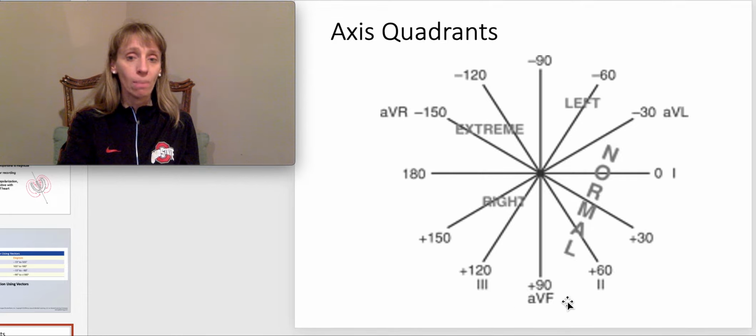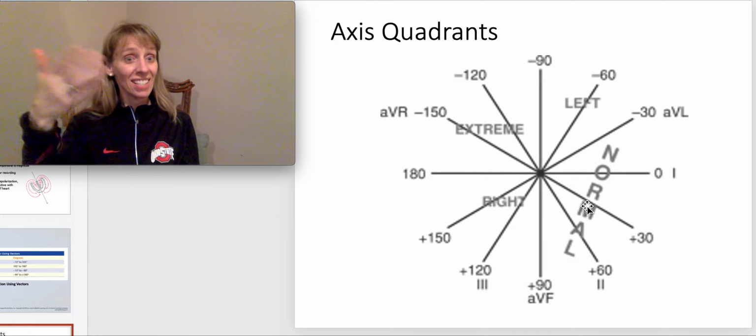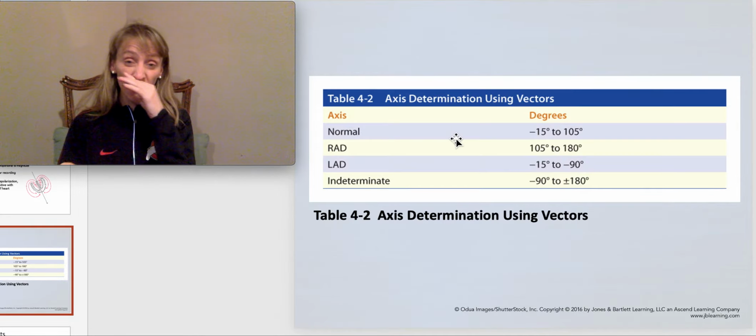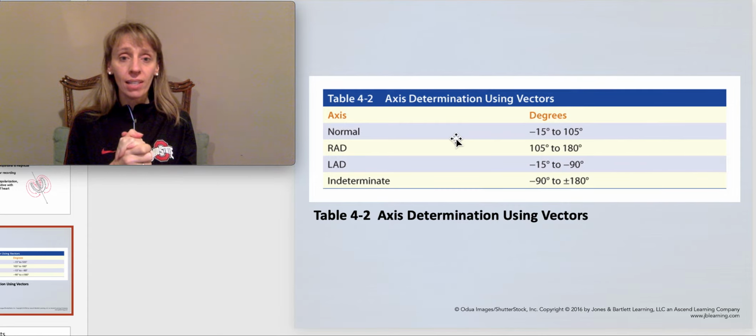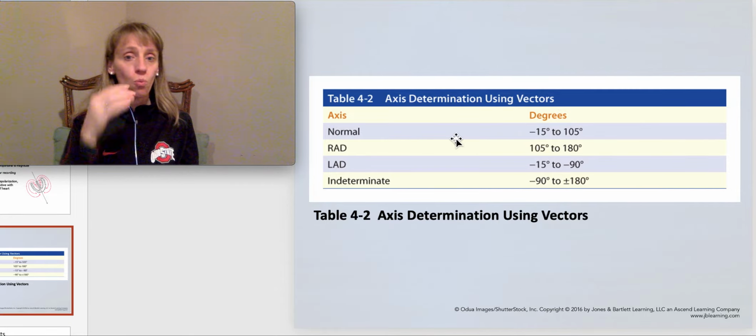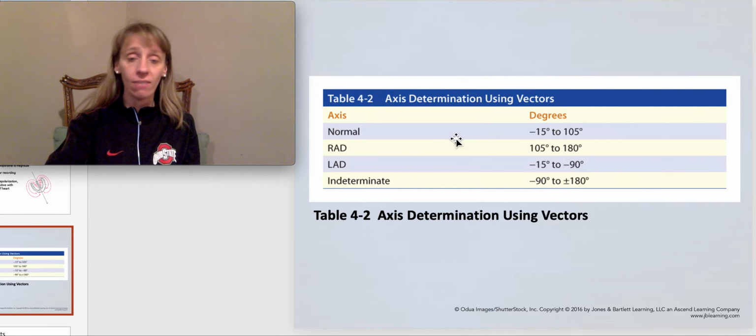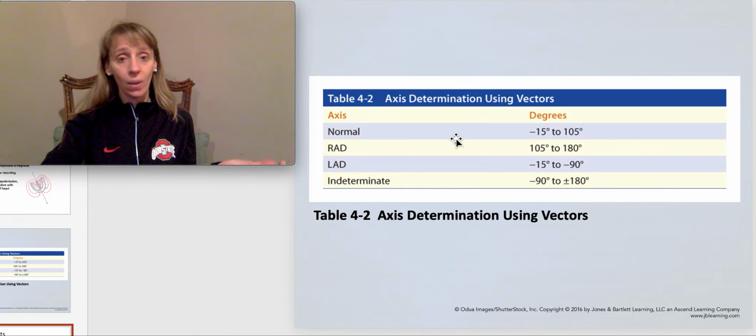These are the leads we look at the most, right? AVR and AVF is up here. Here's my normal quadrant. That's where we want the axis to be for us to have normal sinus rhythm. This is the right quadrant, shift it to the left, and this really odd one is what we call extreme. So in order to figure this out, to make this very easy, we're only going to look at 2 leads. And the 2 leads are going to tell us which one of the quadrants it falls in: normal, right axis deviation, left axis deviation, or this extreme, otherwise known as indeterminate.